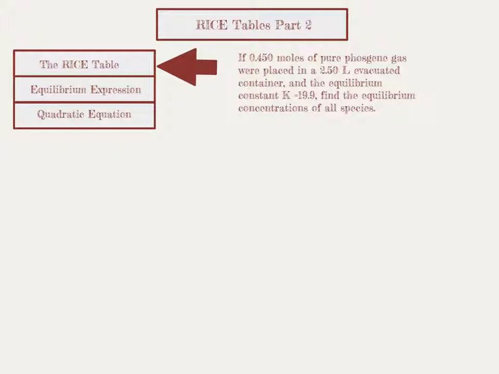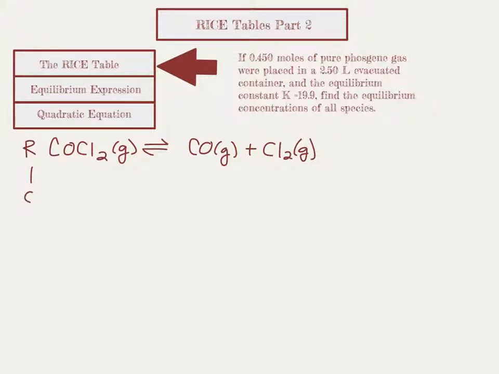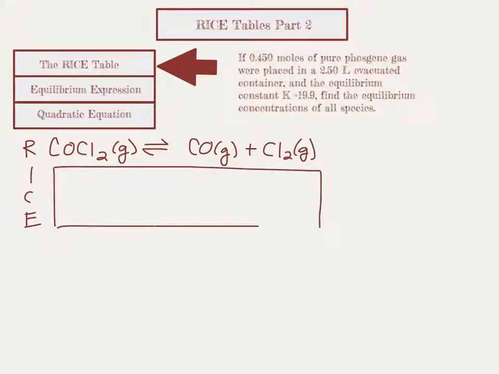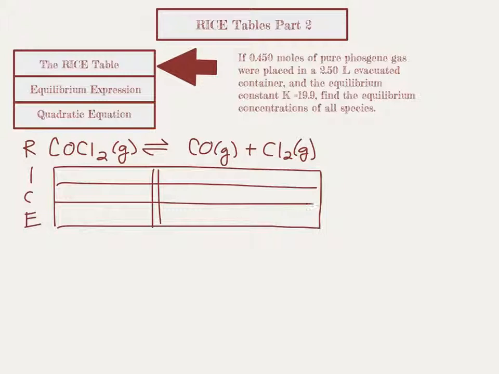So the first thing we need to do is look for the balanced chemical equation for this problem. There's our phosgene gas, and it will decompose into carbon monoxide and chlorine gas. Okay, now let's continue that rice table. I feel like we've got some pretty good starting information about the phosgene gas, or the COCl2.